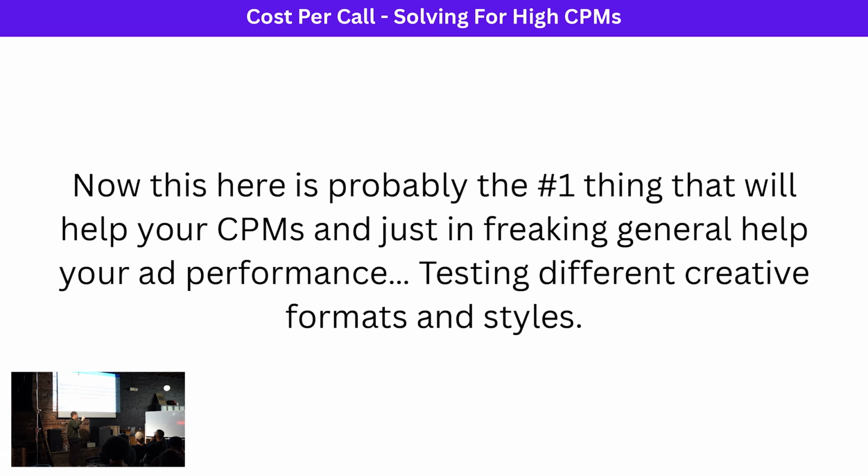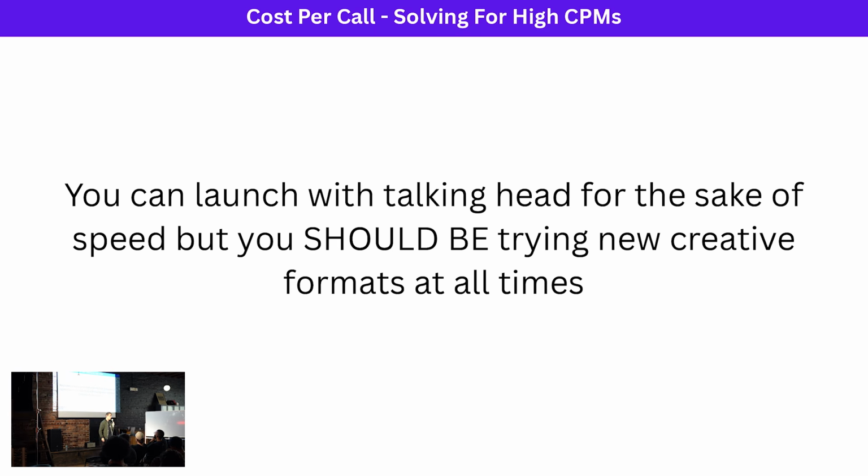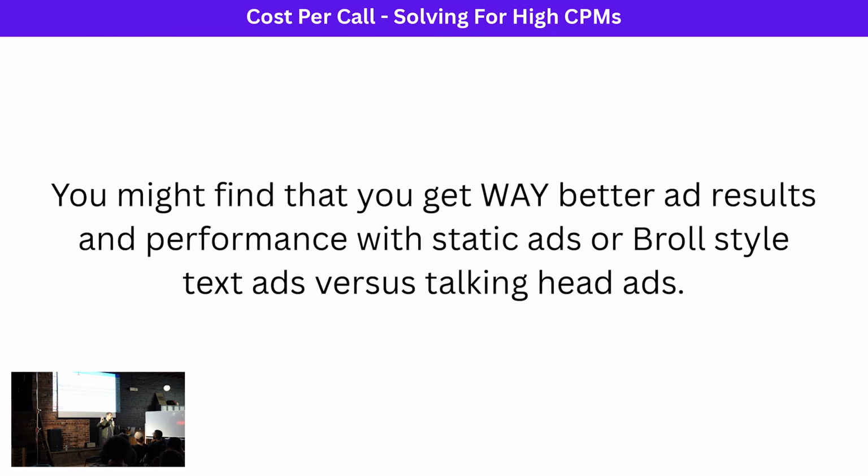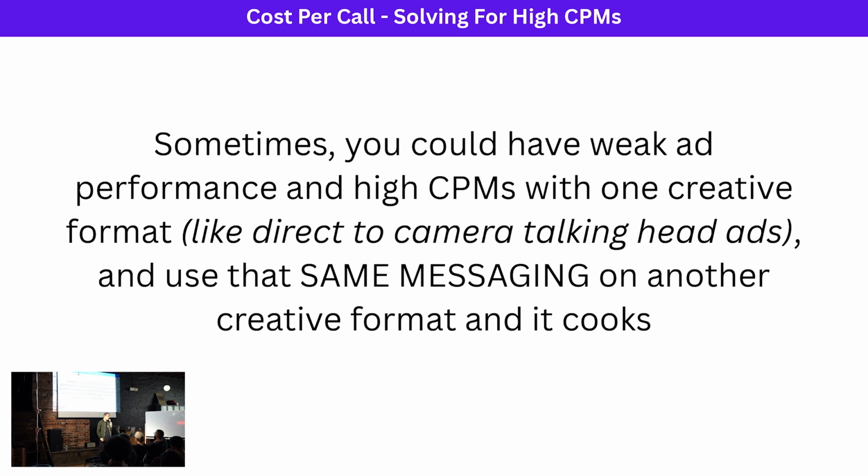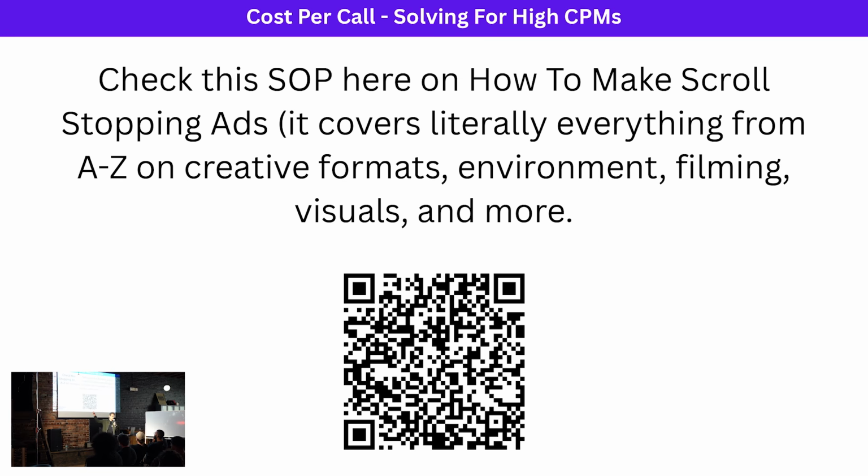Number one thing that can help your CPMs, again, is just changing up the format. That's really the main thing of the actual ad. You can launch with talking head, but you want to split test other formats as well. You might find way better results with an ad that's a static or a B-roll style versus talking head. Sometimes you can have weak ad performance, high CPMs with one creative, you totally switch the format, and it cooks on the other. So scan this real quick.